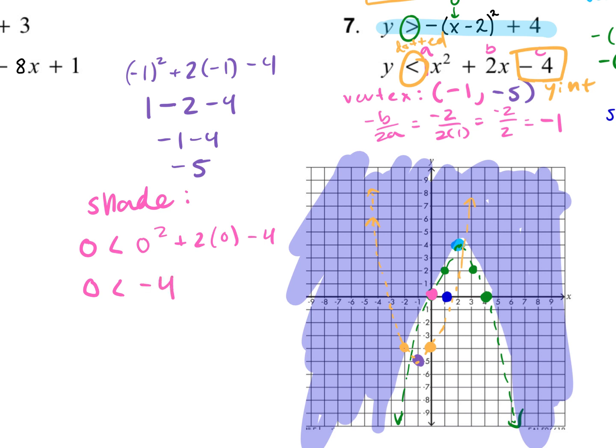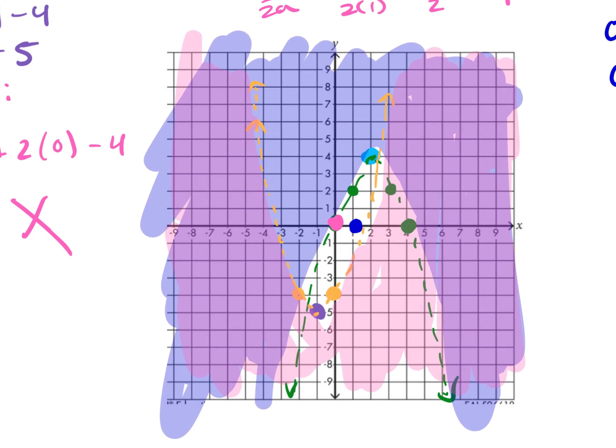Is this true? Is 0 less than -4? No, it is not true. So where am I going to shade? Outside. So we're going to shade outside of our parabola. But what's the only part that I'm going to keep? The overlapping part. So I shaded this in blue and pink, so I'm only going to keep the purple part. I want to make sure I erase the part that's not overlapping. So we keep the graphs, but we erase the shaded part that's not overlapping.